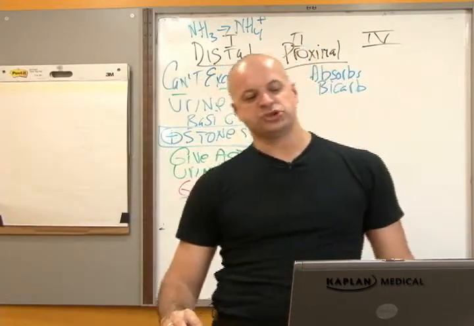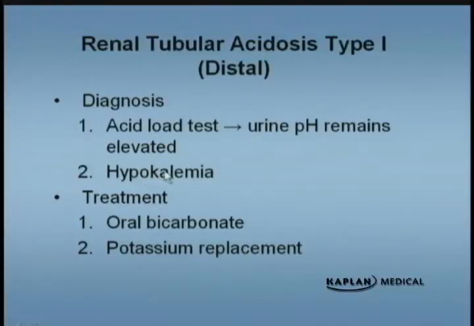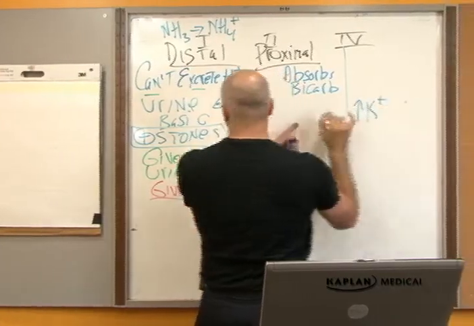Both type 1 and type 2 RTA have hypokalemia, low potassium. Only type 4 has a high potassium. Type 1 and 2 both have a low potassium.